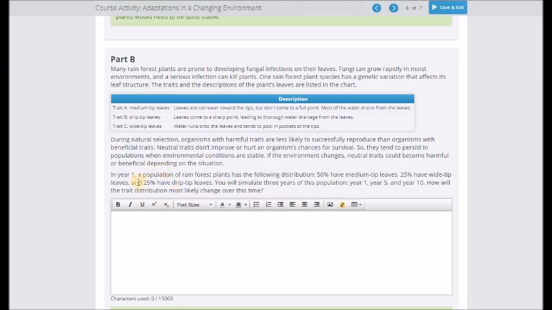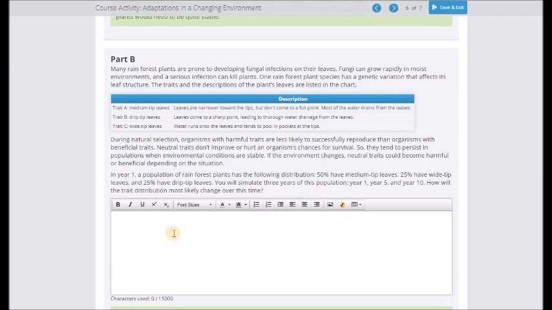So in year 1, a population of rainforest plants has the following distribution. 50% have medium tipped leaves, that's A. 25% have the wide tip leaves, that's B, and 25% have the drip tip leaves. You're going to simulate 3 years of this population. How will the trait distribution most likely change over time?